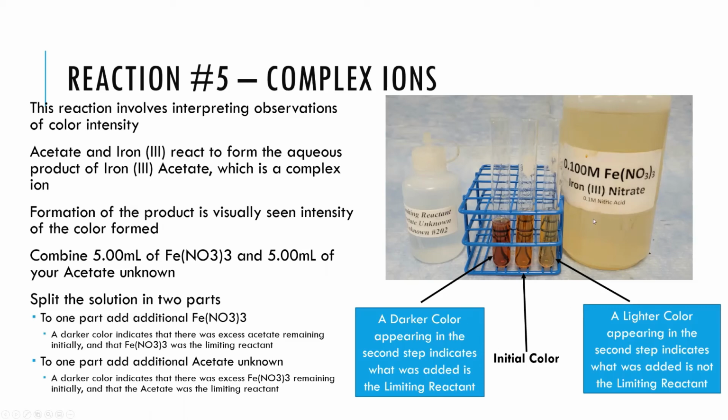If more of the excess reagent is added, you're slowly going to be diluting that color. If the excess reagent is added, there's no more limiting reagent left, so all you're doing is diluting it, and the solution will get a little bit lighter. And you can look at these color intensities and determine what is the limiting reactant in this combination based on these color intensities.